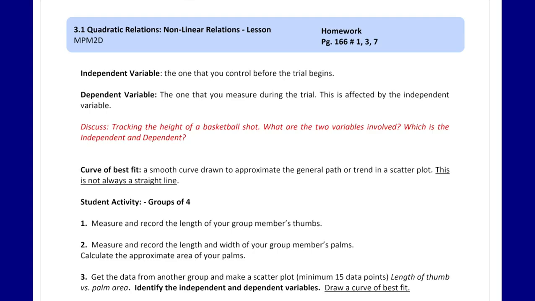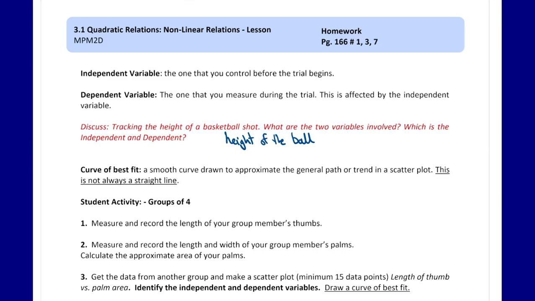So we want to think about tracking the height of a basketball shot. What are the two variables involved in this? And of those two, which is the independent and which is the dependent? So if we're thinking about tracking the height of a basketball shot, one variable will be the height of the ball.